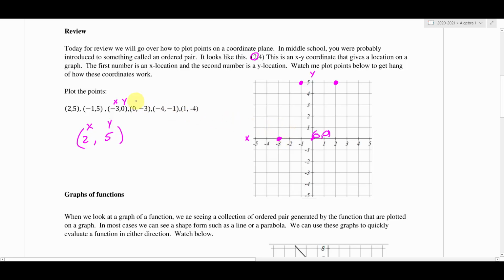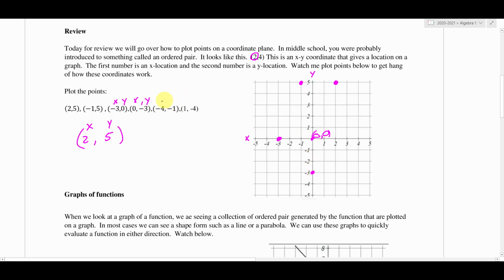Next point here is at 0, -3. Right, so notice that the numbers switched on us there. Well, that means that on the x-axis we're at 0, so we're going to stay right here. But on the y-axis we're at -3, so I got to go down 3. So 1, 2, 3. That means my point's going to be down here. I did not go left or right at all because x was 0, but I did have to go down 3 because y was -3.